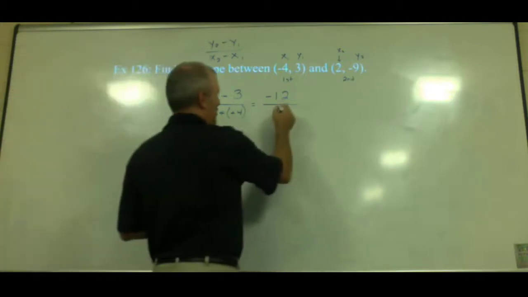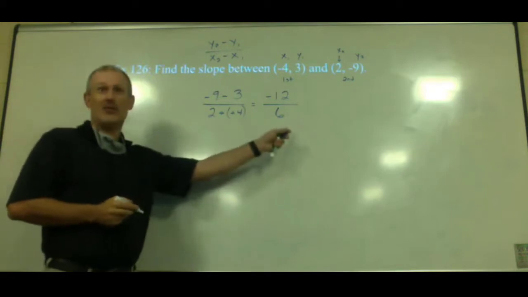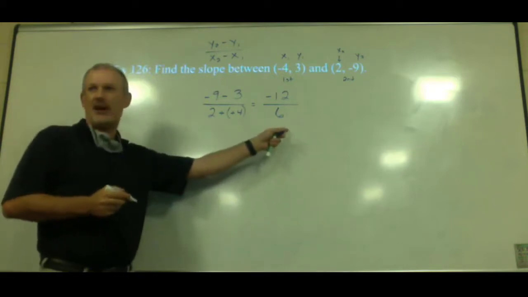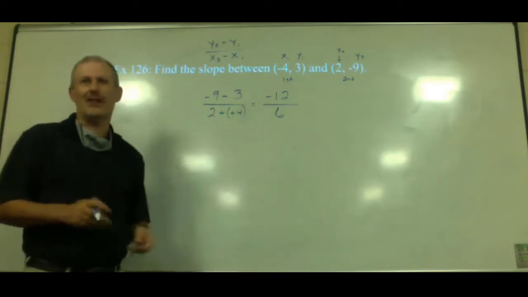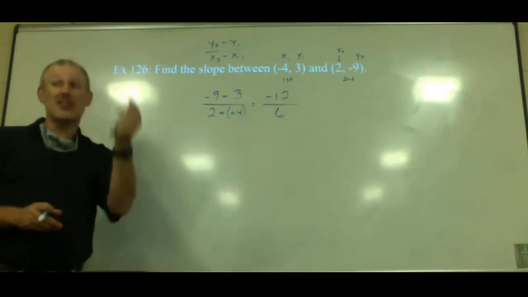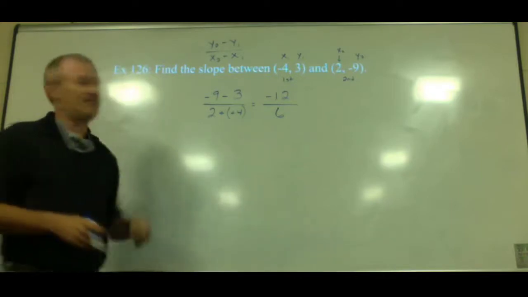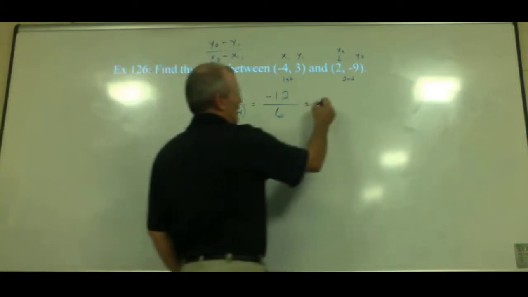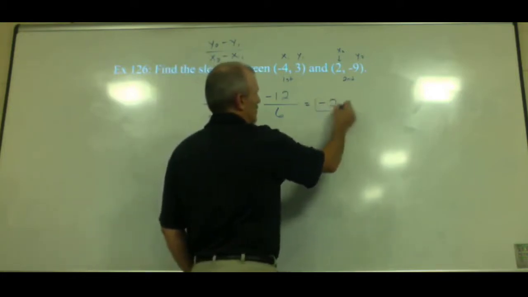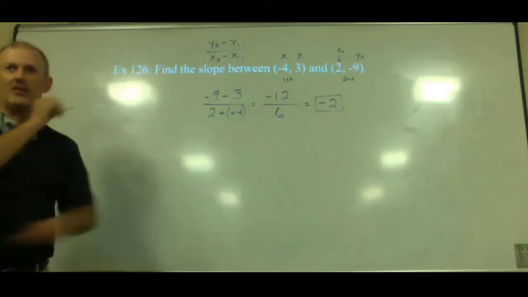This is why I always put the bigger number first on the bottom, because then that bottom number will always turn out to be positive. And remember how I said we don't like negatives in the denominator? So this way you won't ever have a negative in the denominator. If you do it the other way, you'll still get the same answer. You just have an extra step to simplify. All right, so what is negative 12 divided by 6? Negative 2. And our slope is negative 2 for the line that goes through those 2 points.